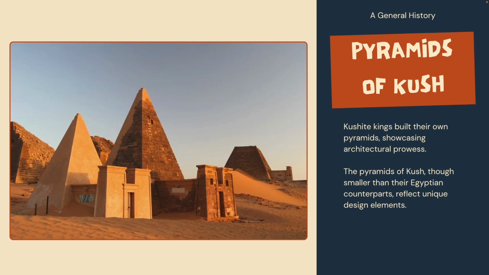So, pyramids of Kush. Kushite kings built their own pyramids, believe it or not, showcasing architectural prowess. The pyramids of Kush, though smaller than their Egyptian counterparts, reflect unique design elements. So you see, pyramid building was an African thing.